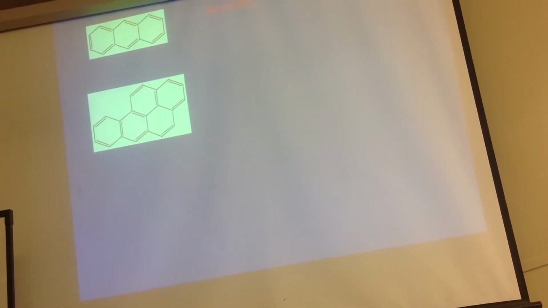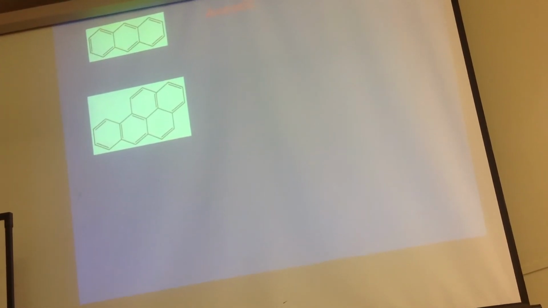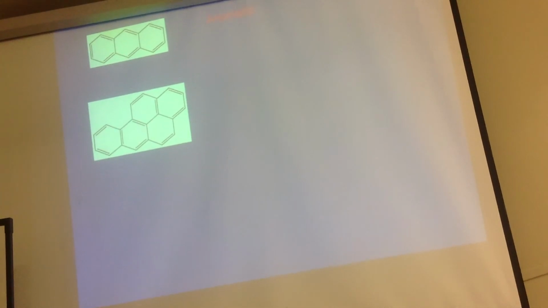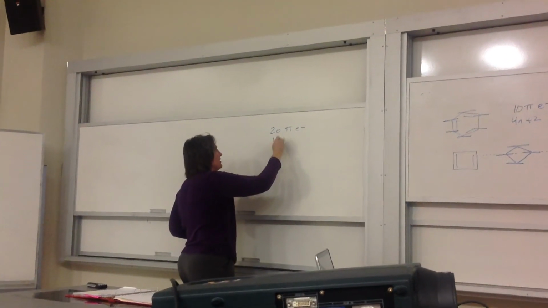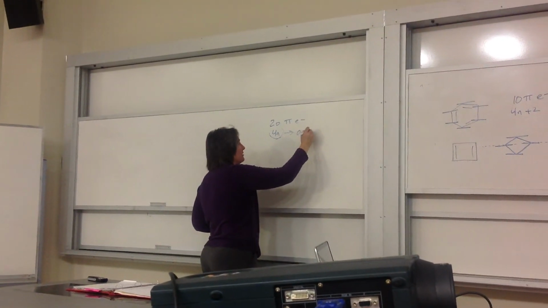Count those electrons. 2, 4, 14, 16, 18, 20 pi electrons, right? Okay. So tell me about that. What rule does that fit? It's 4n, that's a bummer. And so what that is telling you is anti-aromatic, right?